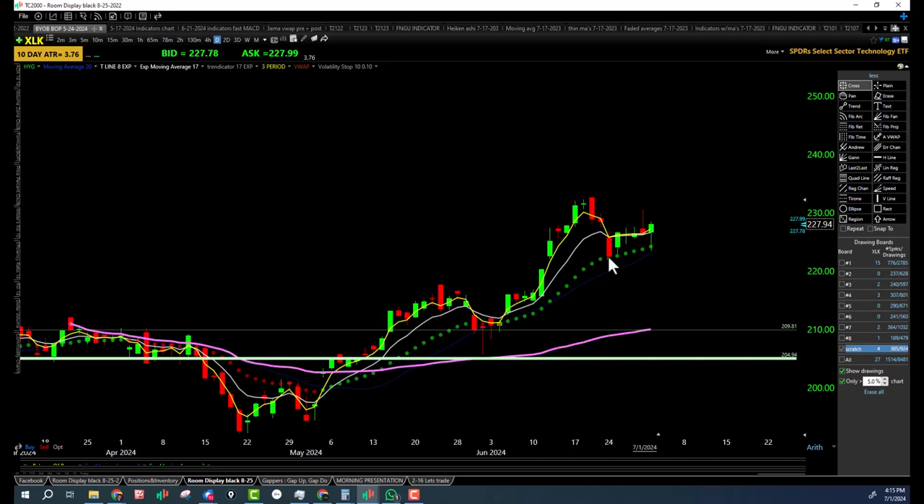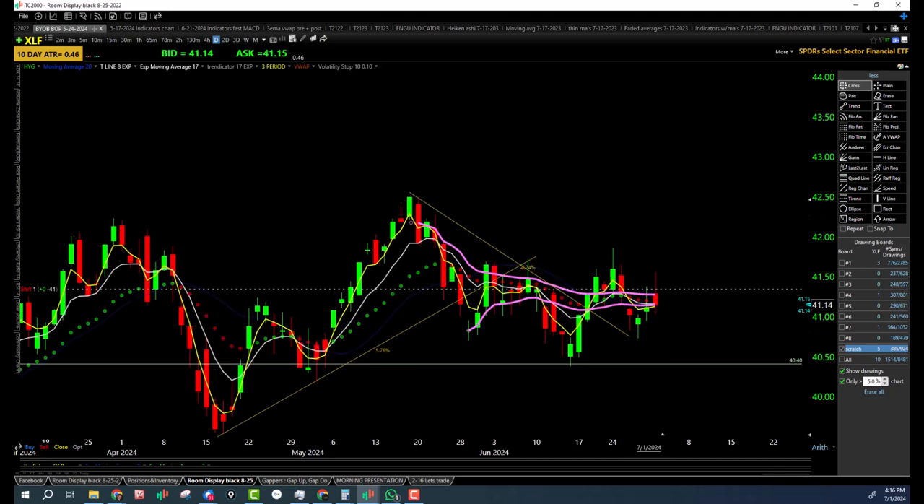XLK still in an uptrend, all right, till we break this low right here. Unless, of course, they create a higher low, and then we turn around and break it. All right, so XLK still in an uptrend. Let's take a look at XLF.